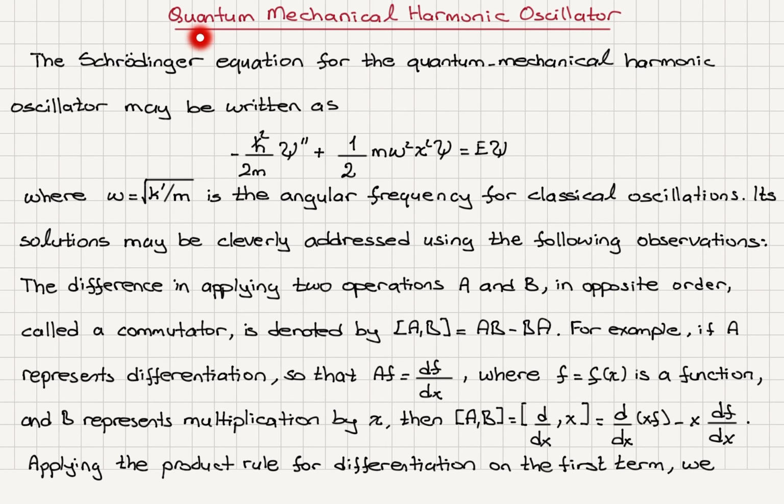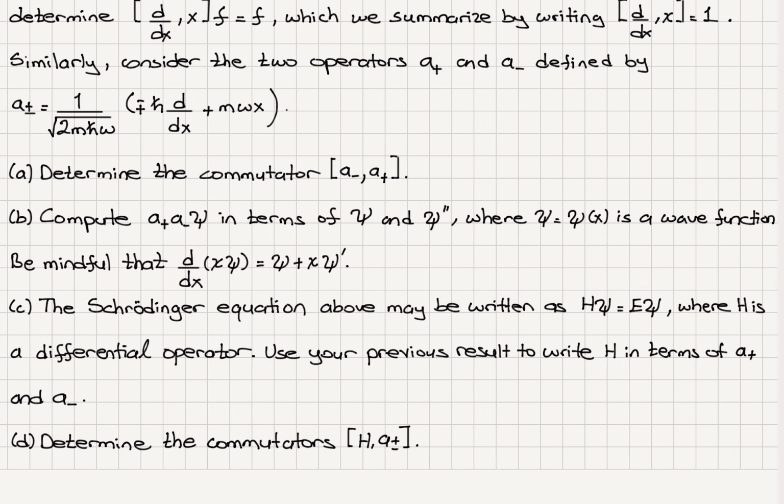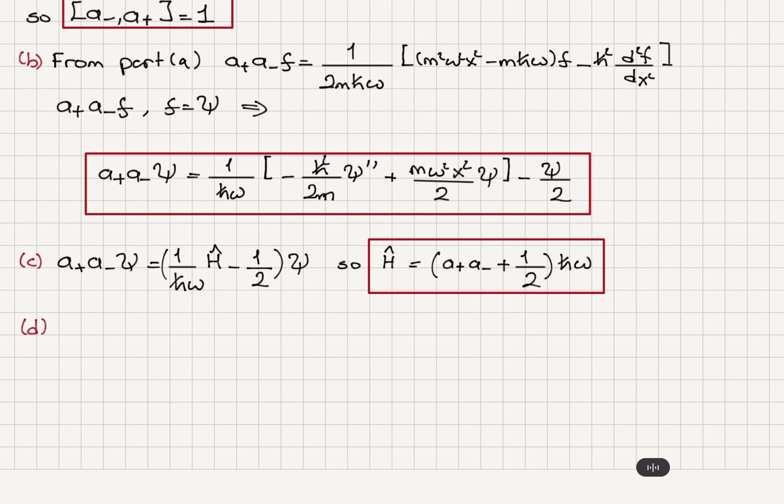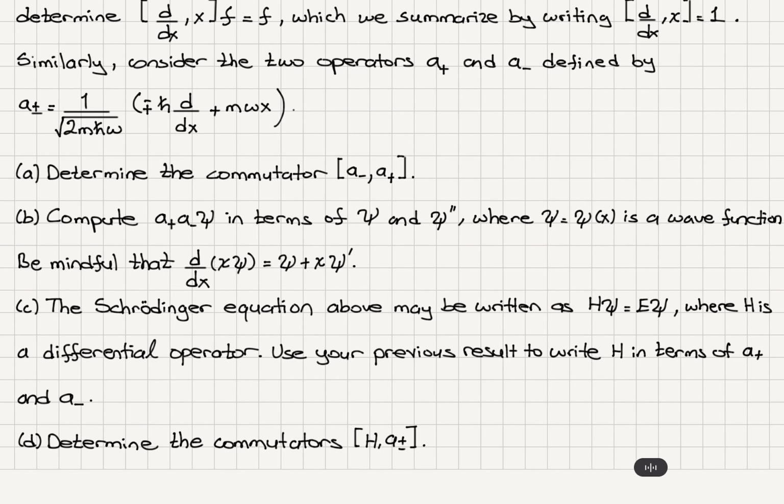We're continuing our discussion of the quantum mechanical harmonic oscillator. In part A, we've determined that this commutator, A minus A plus commutator, is equal to 1. And then we have computed A plus A minus applied to psi. And then in part C, we have written the Hamiltonian operator in terms of A plus and A minus operators. Let's move on to part D.